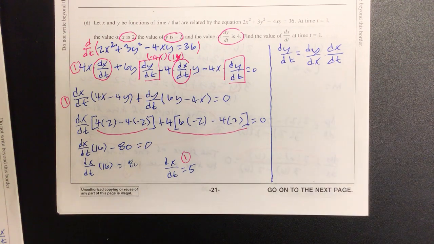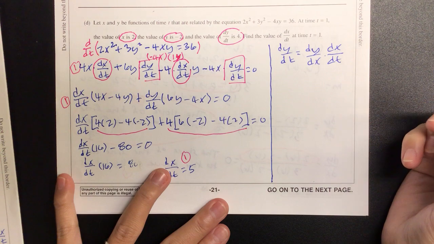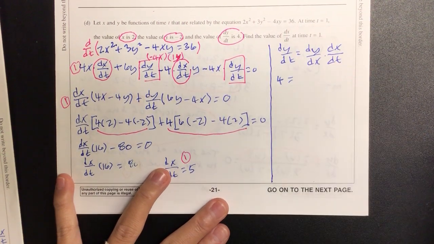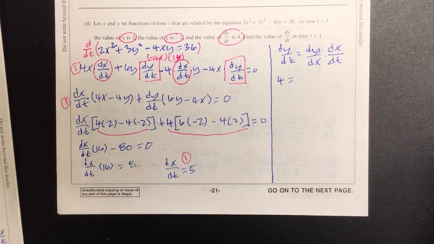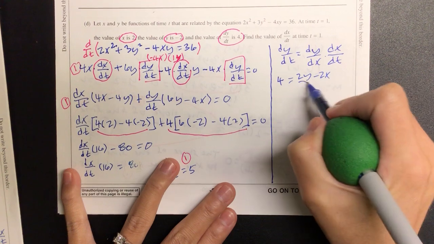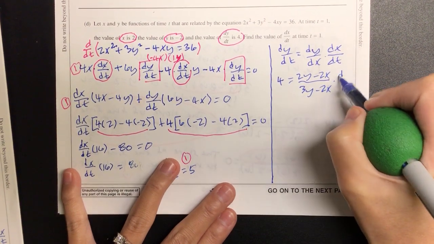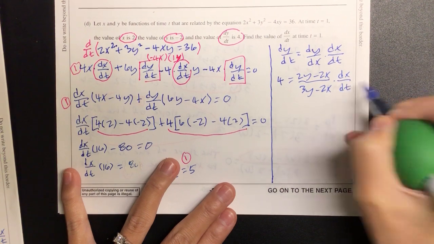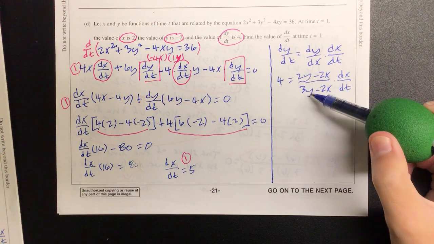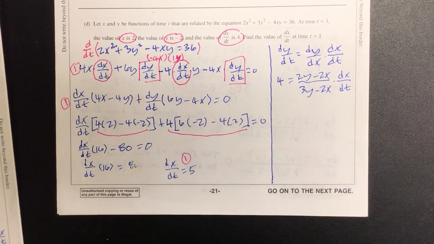Okay, so then let's plug in what I know. We know dy over dt is given to us, 4. And we know dy over dx was given on part A as 2y minus 2x over 3y minus 2x. And we're looking for dx over dt. So here's what I want you to do. I want you to plug in the negative 2 into the y's, 2 into the x's. Simplify it and see if we get the exact same thing. Go.